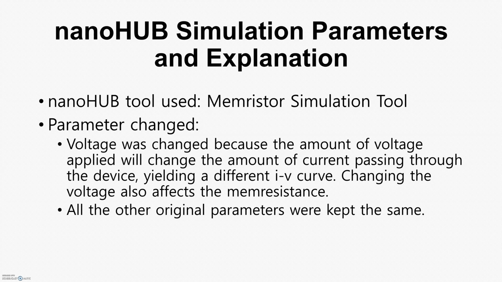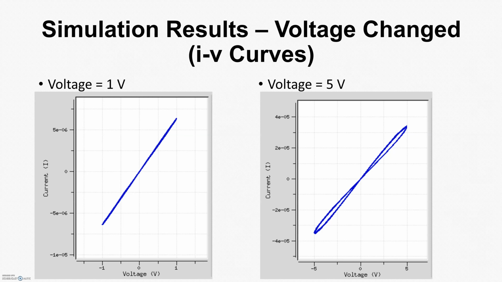So all the other original parameters were kept the same. The other parameters I could have changed were the resistance when the device was on and when it was off, the thickness of the device, the average carrier mobility, and the frequency. But I just changed the voltage, and we'll see what that did.